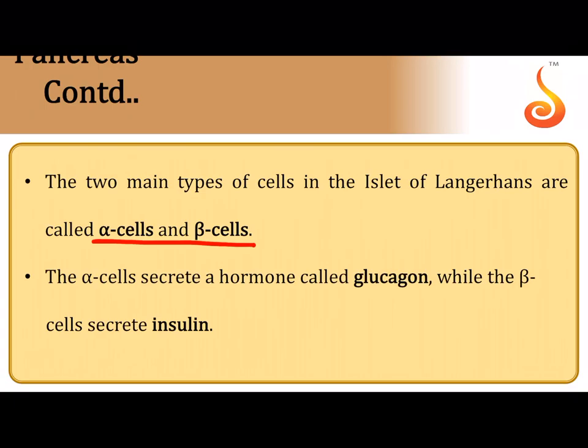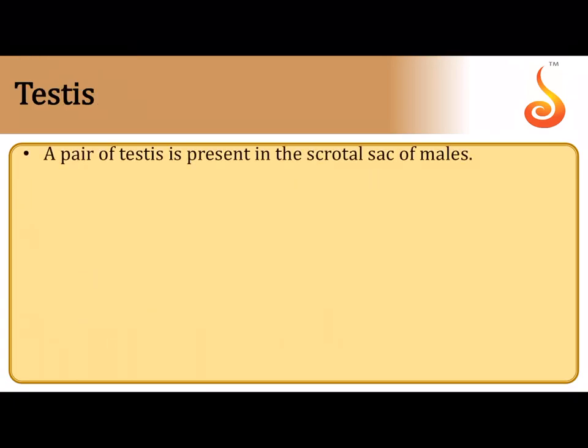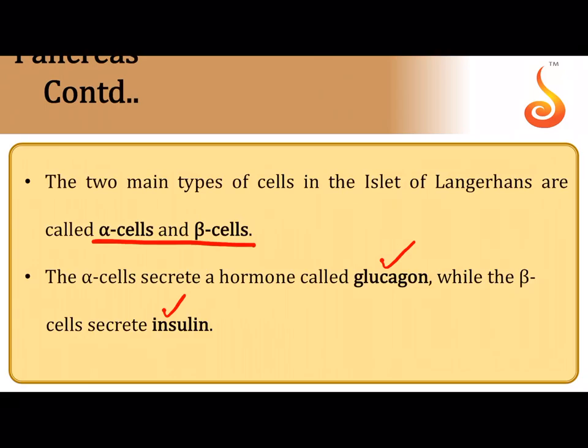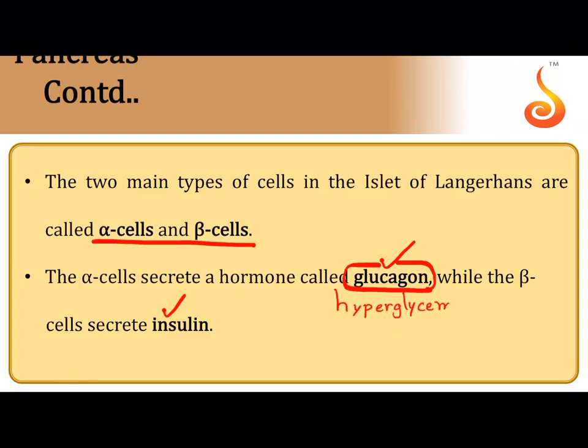The alpha cells secrete a hormone that is called glucagon, and the beta cells secrete a hormone called insulin. It's important to note here that glucagon is responsible for increasing your blood glucose level. So glucagon is called the hyperglycemic factor. Supposing you haven't had a meal, you're starving, so it increases your blood glucose level. After you had a meal, your blood glucose increases, and that is brought down by insulin, and that's why insulin is referred to as the hypoglycemic factor.